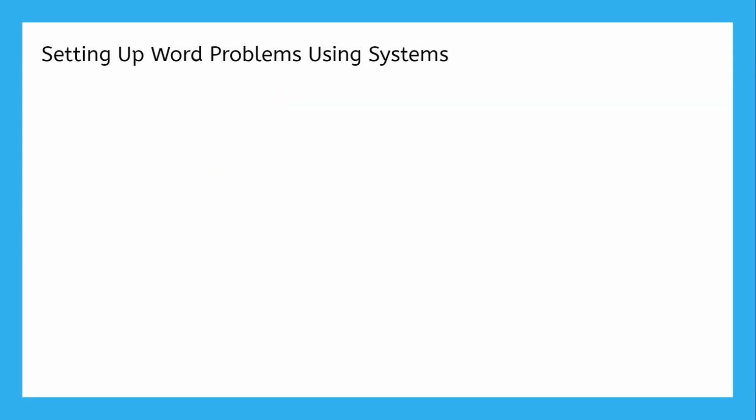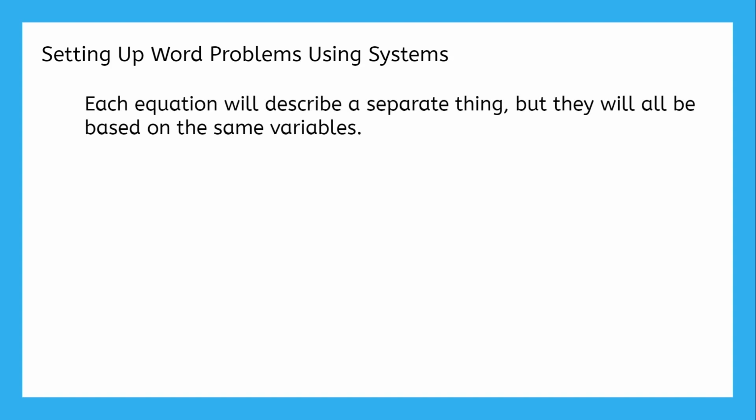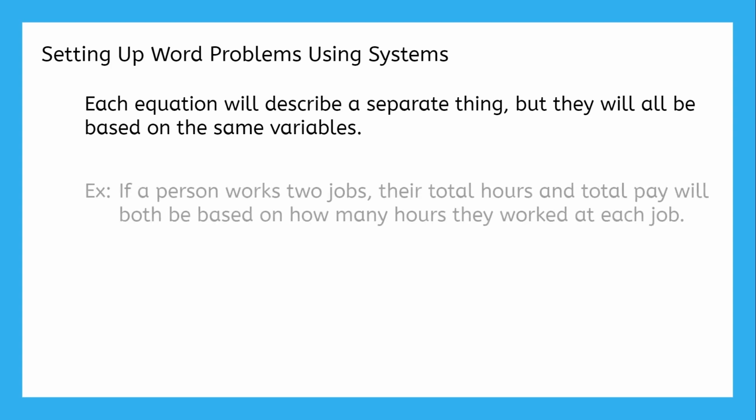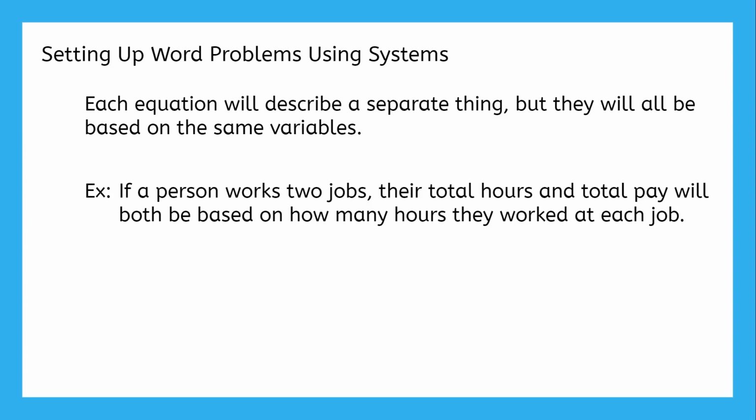It's important to understand where the multiple equations will come from. The scenario will give enough information to describe two separate things using the same variables, and you'll have to write an equation for each thing. An easy example of this would be if somebody worked two jobs. We could calculate both their total number of hours and their total pay, and both of those calculations would be based on the variable amounts of how many hours they worked at each job.